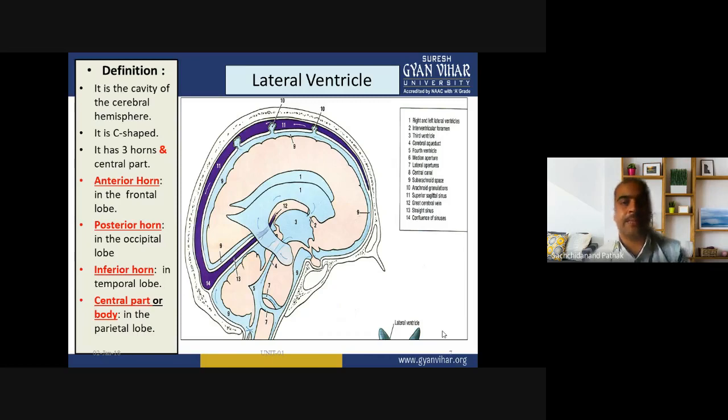It is C-shaped. We are talking about the lateral ventricle. The anterior horn is present in the frontal lobe, while the posterior horn is present in the back, so it is the occipital. Anterior means front side, so it is present in the frontal lobe. The posterior horn is present in the back side, the occipital. Then the inferior horn is in the temporal lobe, and the central part is present in the parietal lobe.